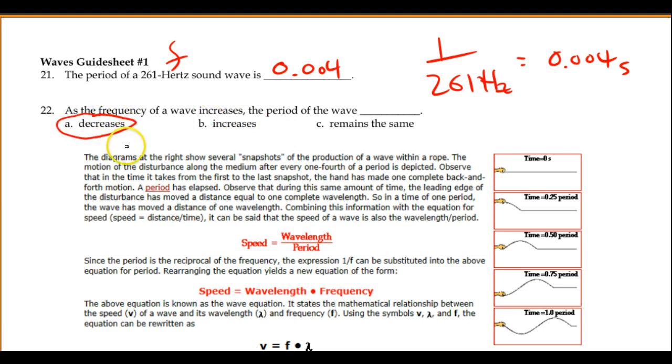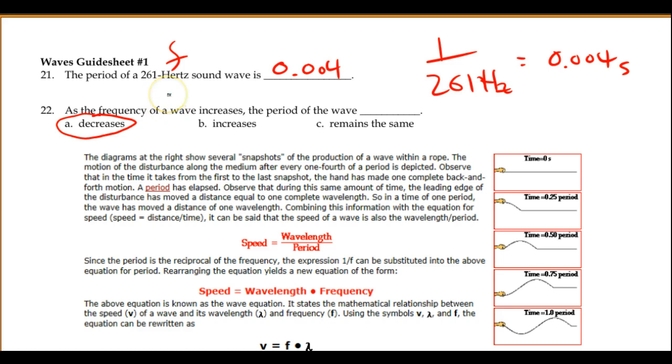And if you do something more often, increase the frequency, then the amount of time you're going to be able to do that thing is going to have to decrease. So they're always inverse of each other. If one increases, the other always decreases.